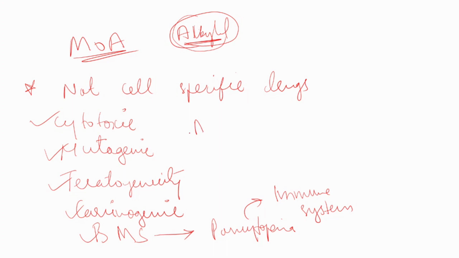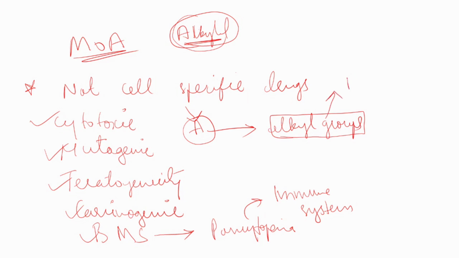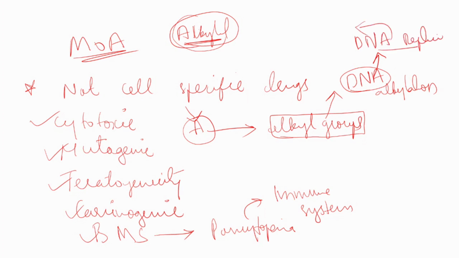And when an alkylating agent is ingested or administered to the patient, it will generate some metabolic compounds, active compounds, which are called alkyl groups. These alkyl groups will go and bind on the DNA bases, and they cause alkylation. And with this, when DNA has alkylation, it will stop DNA replication. And when DNA replication is stopped, it will cause cell death.